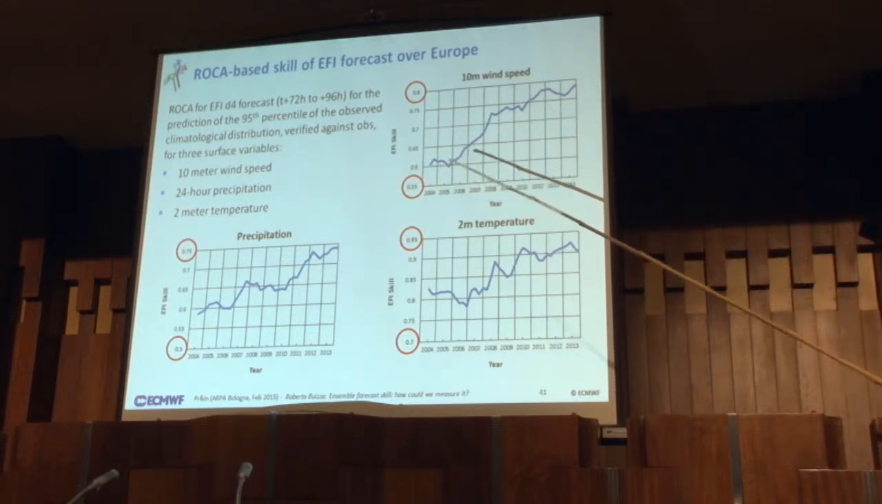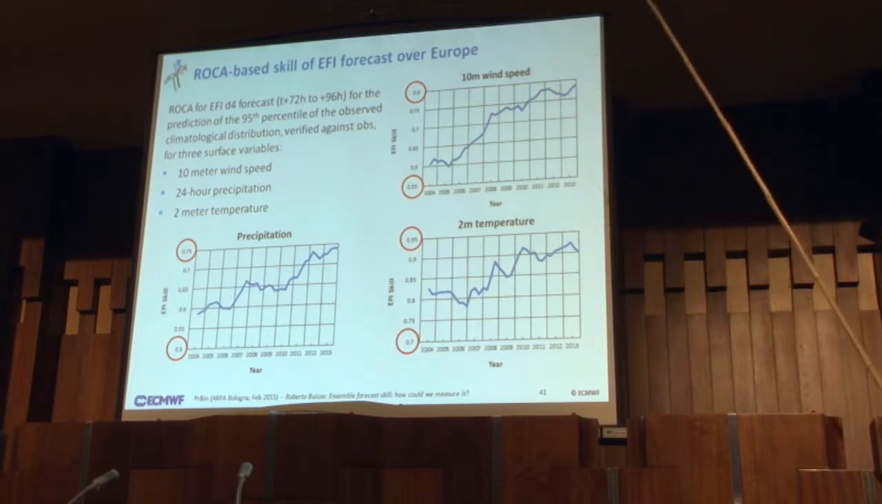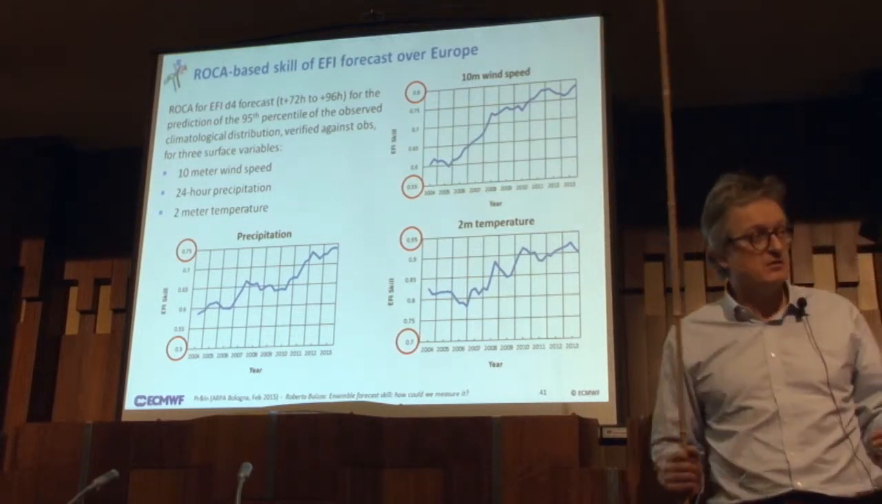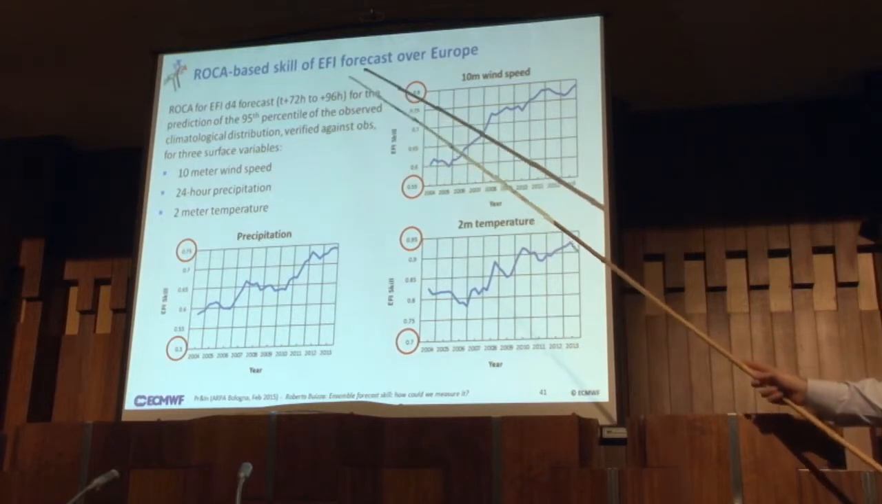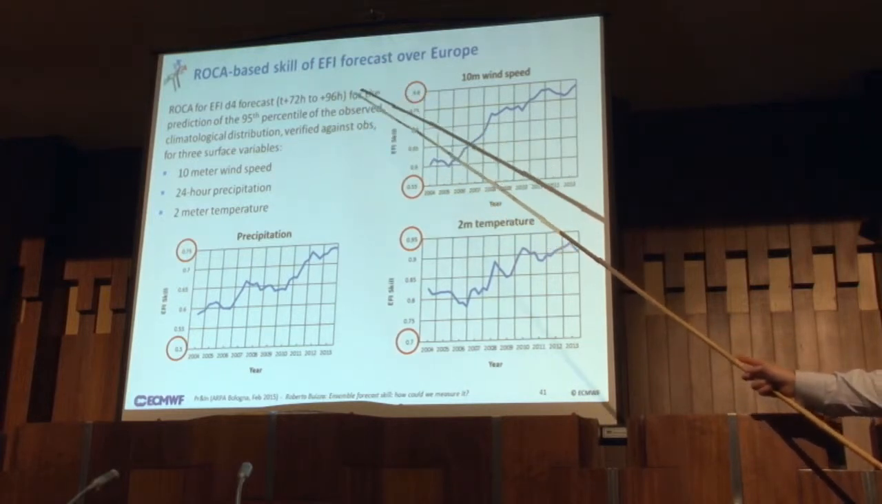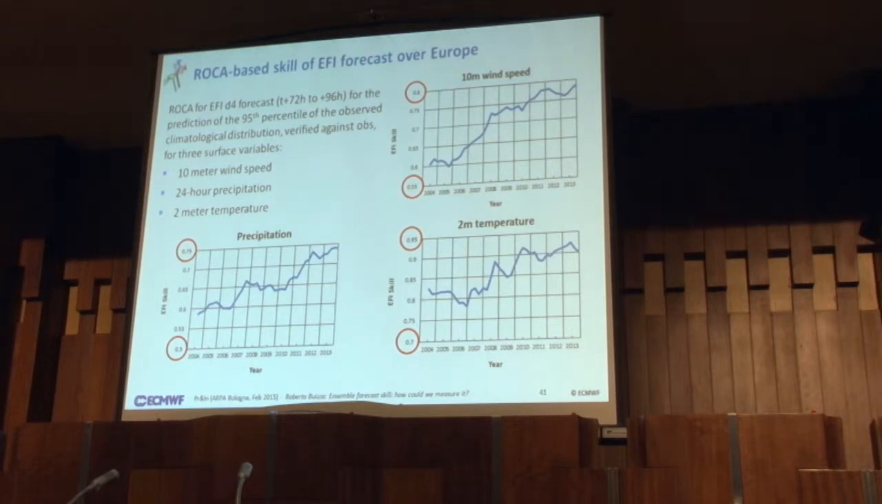And this is how the EFI skill score, which is the score of the EFI forecast compared to climatology, looks for 10-meter wind speed, 2-meter temperature and precipitation, verified against observations over Europe for SYNOP stations. So it's skillful, we keep improving it, it's more skillful for temperature, look at the value, 0.95, close to 1, than for precipitation. Wind speed is somewhere in between.